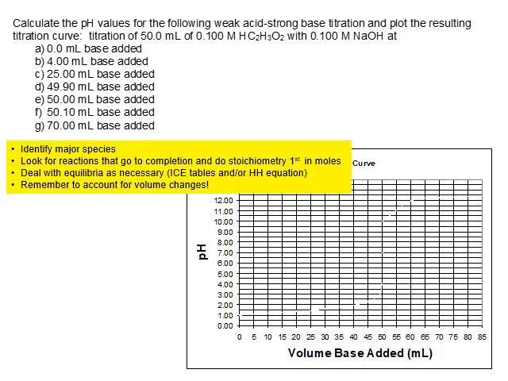Remember some of the problem-solving strategies that we covered in the last video. You want to first identify what your major species are and look for any reactions that will go to completion. These, remember, are the ones that involve a strong acid or a strong base. We'll do the stoichiometry of these reactions in moles first. If after that we're left with solutions containing weak acids or bases, we'll deal with those equilibria using ice tables or the Henderson-Hasselbalch equation. We also need to remember that the volume is constantly changing in a titration, so we'll need to do the reactions in moles and then divide by the new total volume at the end.